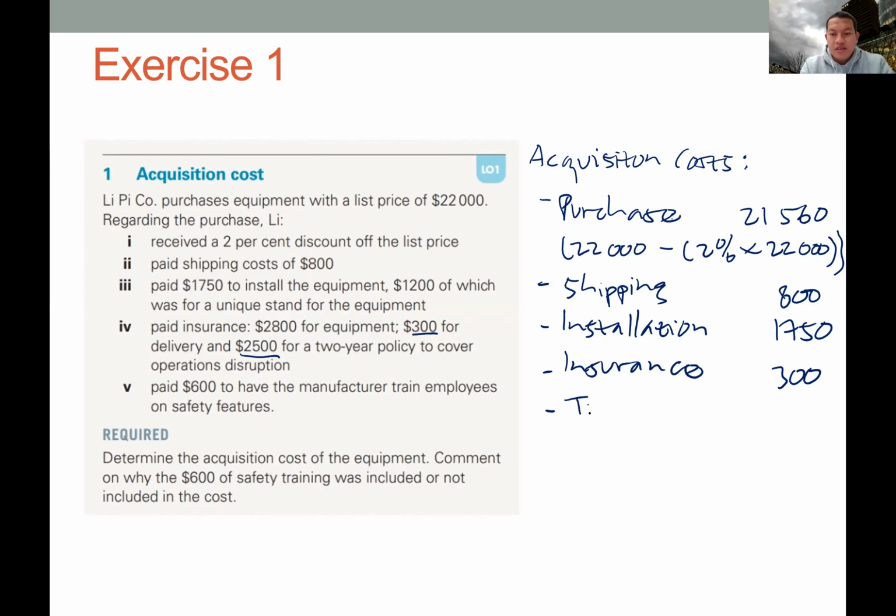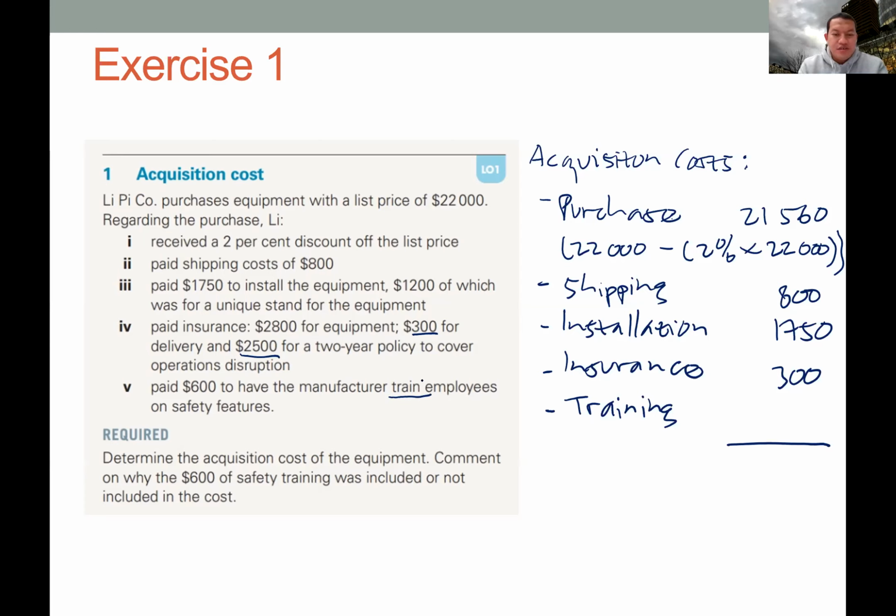Okay, and lastly, we have training. Do you think we should include this training cost? Any idea? No, because it's a recurring expense with new employees. I think yes, we should include it because it's needed for us to function the equipment. Okay, so it could be yes or no. It depends on what kind of training this is.